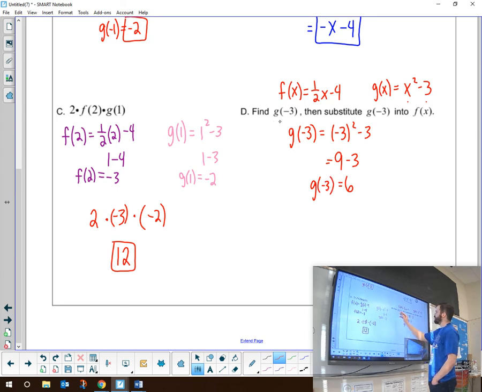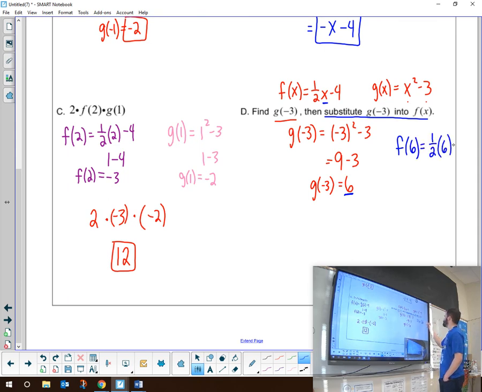So that was the first part, find g of negative 3. Now for my second part, substitute g of negative 3 into f of x. So we're just going to take this value for g of negative 3, we're going to plug it in for x in f of x. So I'm going to go f of 6 equals 1/2 times 6 minus 4. Well, of course, 1/2 times 6 is 3. 3 minus 4 is negative 1. So our final answer, after we follow these steps, is just going to be negative 1.